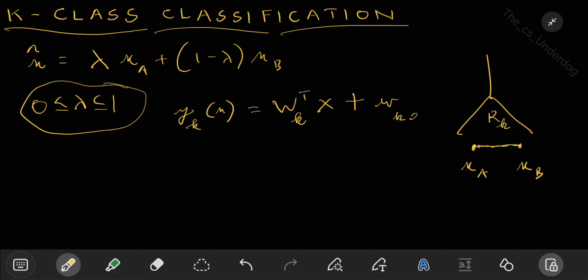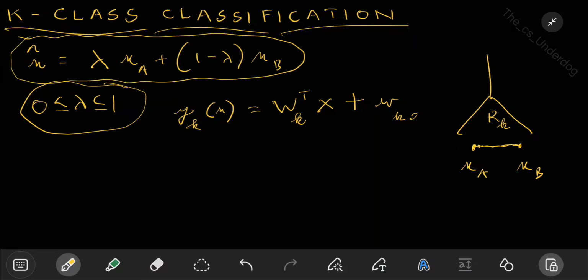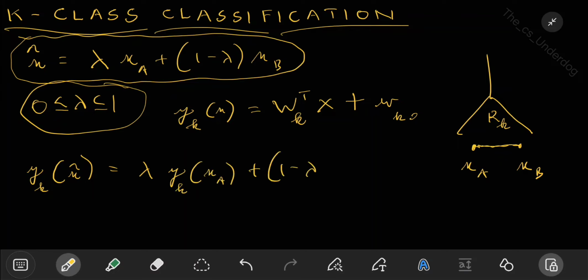If this is my discriminant function, then because the function is linear, what can I do? Instead of x in this equation, I can use x cap. So yk of x cap is equal to lambda into yk of xa plus 1 minus lambda into yk of xb, right? It can be written like this. Now, xa and xb, both of them lie inside Rk.